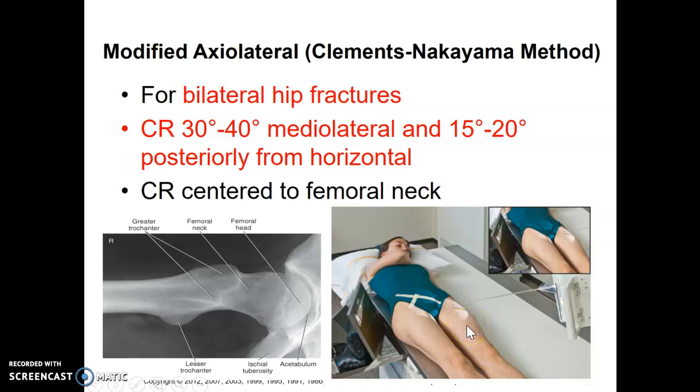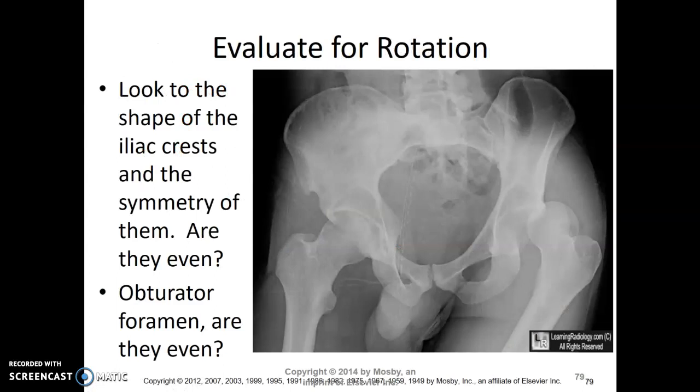So what are you going to need to do? A lot of angling. So you need to angle your cassette. You need to tilt your cassette, but you also need to match those angles with your tube, and that's the hardest part. Trying to match those angles with your grid cassette. So central ray is 30 to 40 degrees medial lateral and 15 to 20 degrees posterior from horizontal. You're still centering in the same place. So we will do this in lab on Lenny. It's just easier to demonstrate there. All right, but that's for bilateral fractures.